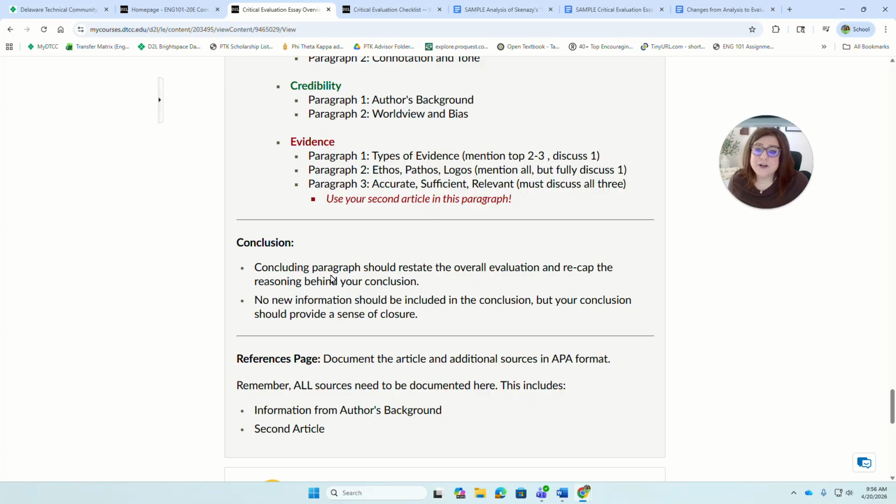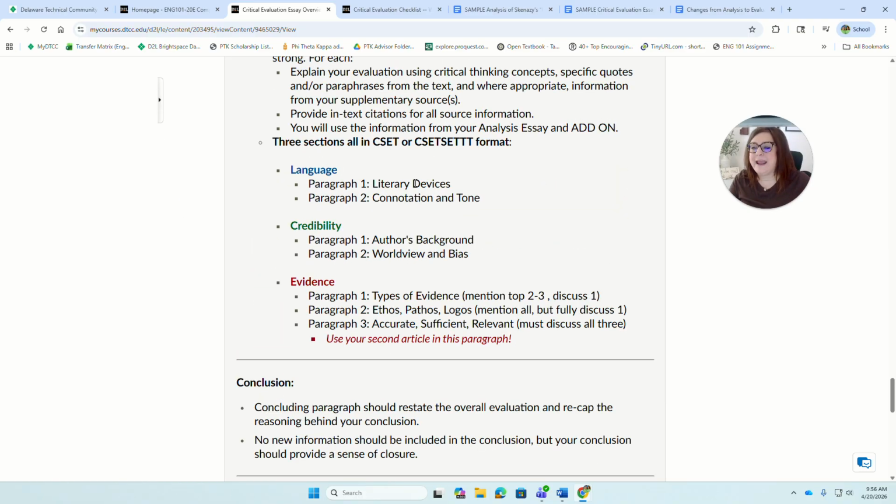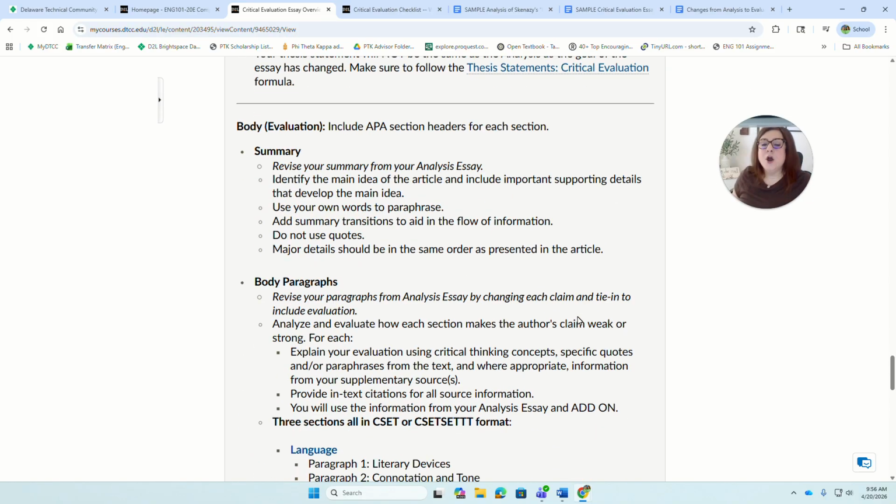When you get to your conclusion, I want you to add it all up, and like a juror in a jury, you have all the evidence in front of you, and I want you to tell me, overall, did the author make his case? Was it weak or strong, and why? When you walk away from that article, did you believe it or did you not believe it based on the way that the author constructed his article? So essentially, guys, that's what we're doing. We're taking the analysis and adding on.